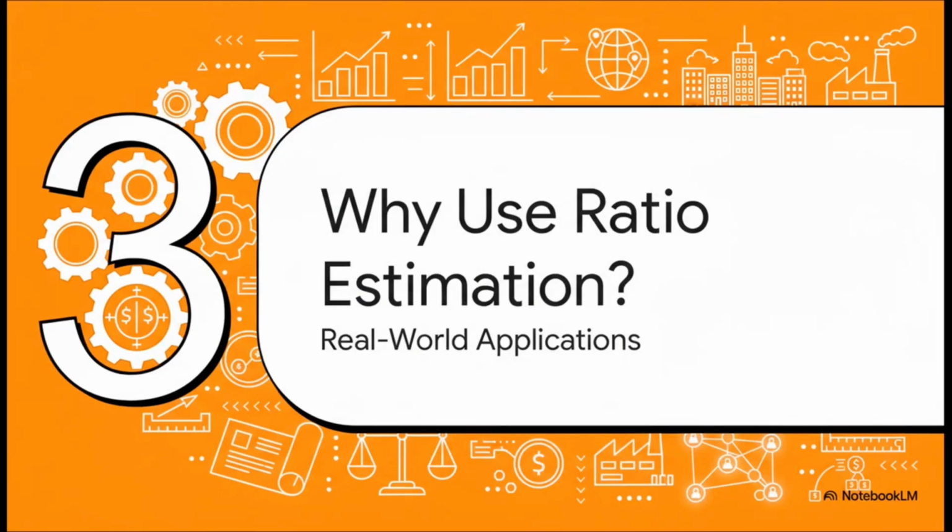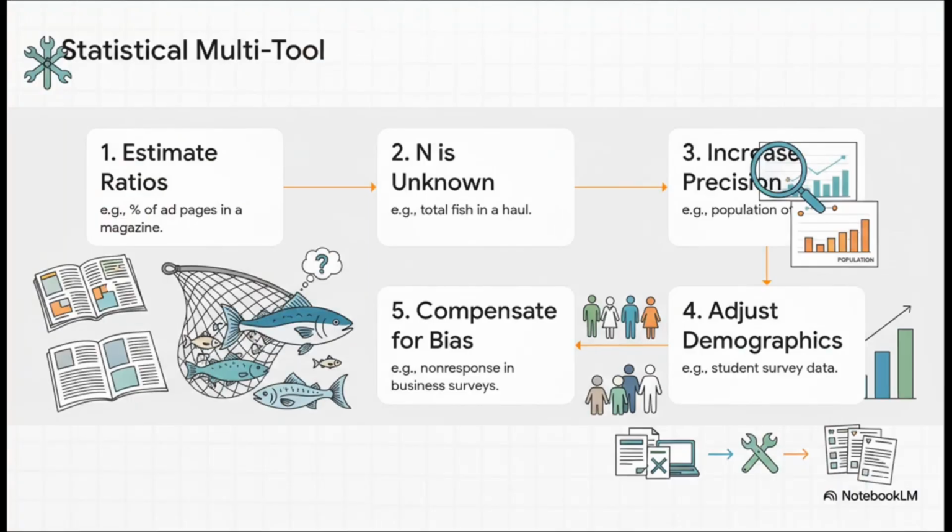But you might be wondering, so what? Why is this such a big deal? Well, let's get into the real-world stuff, because this technique is used absolutely everywhere. I mean, this thing is a statistical Swiss Army knife. Sometimes you just want to estimate a ratio itself, like the percentage of a magazine's pages that are ads. Or, just like with our apples, you can estimate a total when you don't know N, like the number of fish in a giant net, using the total weight of the catch. It's also a go-to method for making your estimates way more precise, for adjusting survey data to match known population numbers, and even for fighting back against non-response bias.